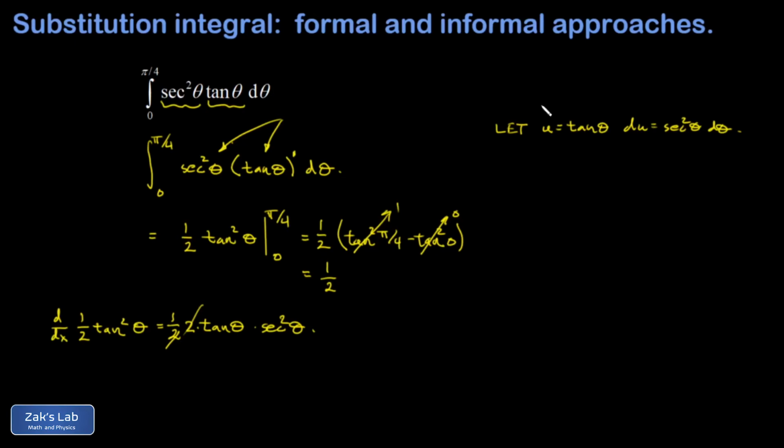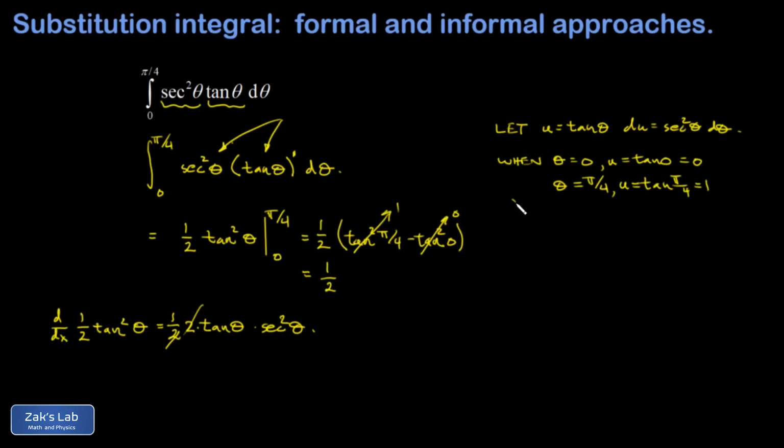So when theta is equal to 0, u is the tangent of 0, which is 0. And when theta is equal to pi over 4, that's the upper limit of integration, u is equal to the tangent of pi over 4, which is 1.